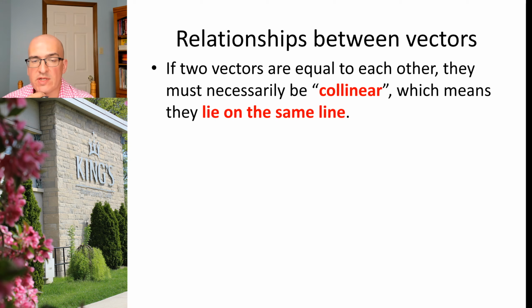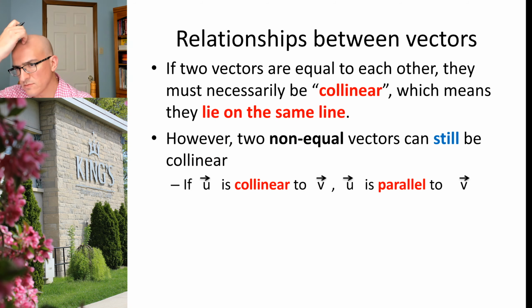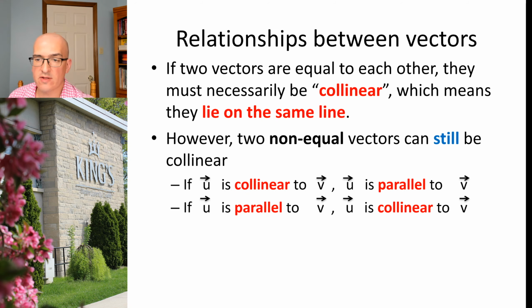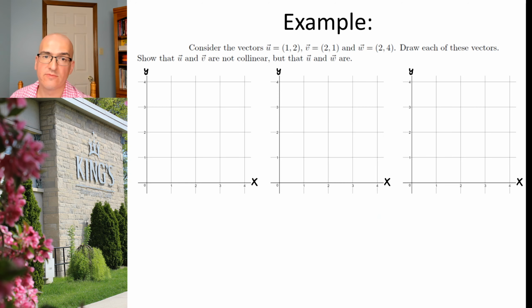Collinearity is a fancy word that means they're on the same line as each other. So two vectors that are not equal can be collinear. Now it's a guarantee that if two vectors are equal to each other, they are collinear. You would have come across a related word that we'll use as a synonym here, parallel. If u is collinear to v, then u is parallel to v. Likewise, if u is parallel to v, then u is collinear to v. So you can use them interchangeably inside this course if you want. I will.